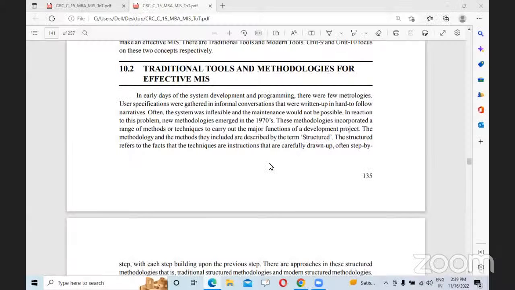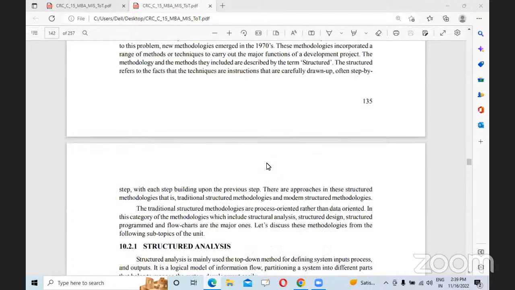Methodologies incorporate a range of methods or techniques to carry out the major functions of a development project. The methodology and the methods included are described by the term structured. Structured refers to the fact that the techniques are instructions that are carefully drawn up, often step by step, with each step building upon the previous step.